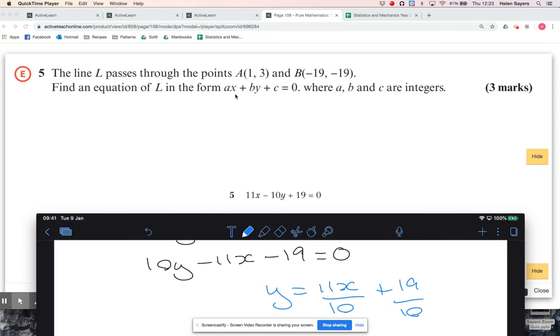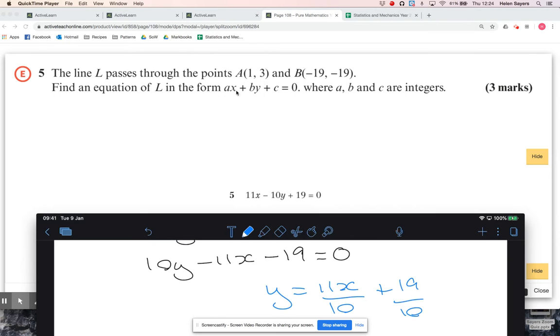Oh, sorry, I just read the question properly. Right. Okay, so if you compare what they've got there with what I've got, all the signs are completely opposite. So as long as everything is multiplied through by minus 1, you're fine. So they've got 11x, I've got minus 11x, they've got minus 10y, I've got 10y, and so on. So that answer there would be fine.